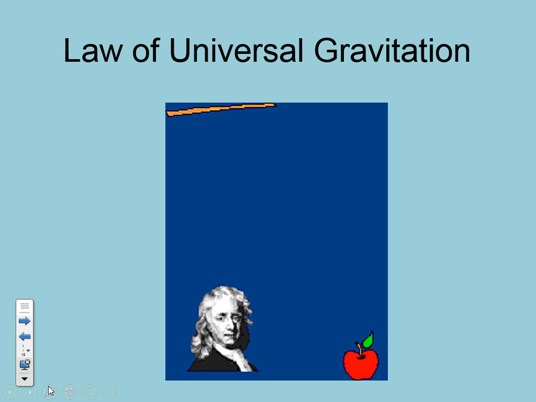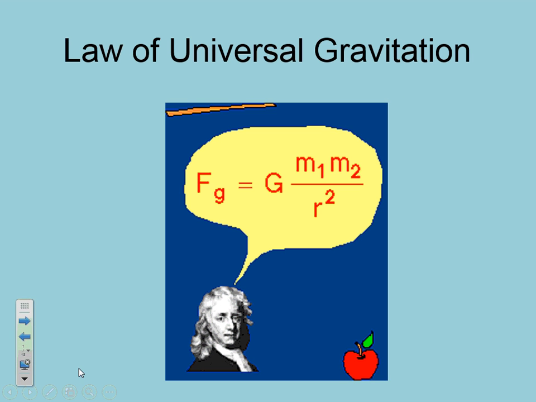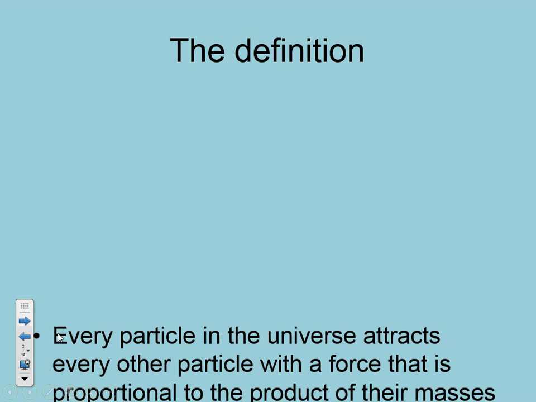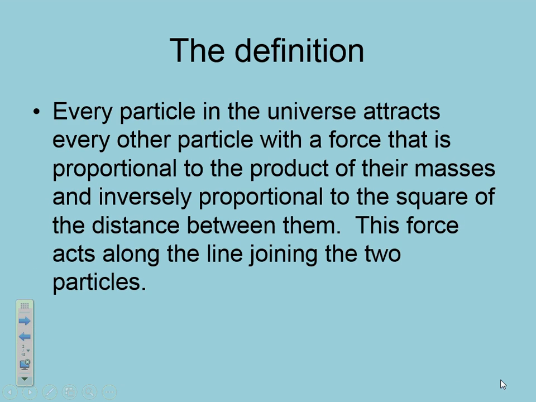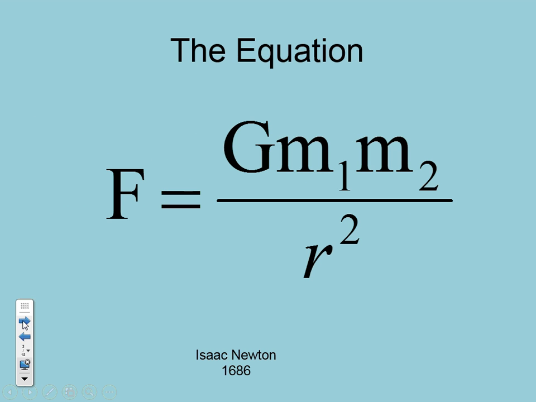Law of universal gravitation. So the definition is that every particle in the universe attracts every other particle with a force that is proportional to the product of their masses and inversely proportional to the square of the distance between them. This force acts along a line joining the two particles. Well, for sure, the equation's much easier than the word definition.